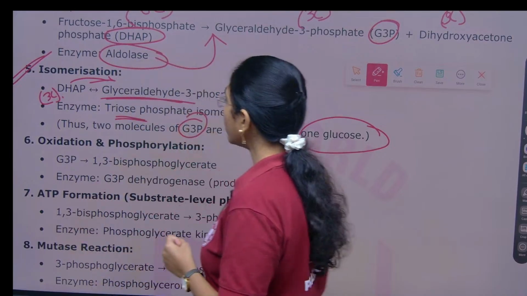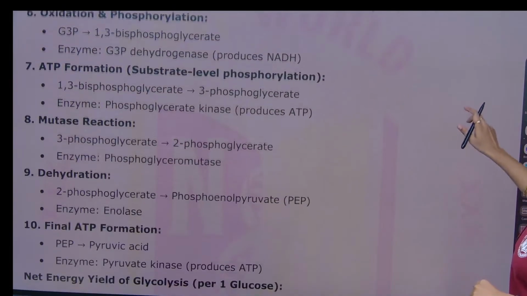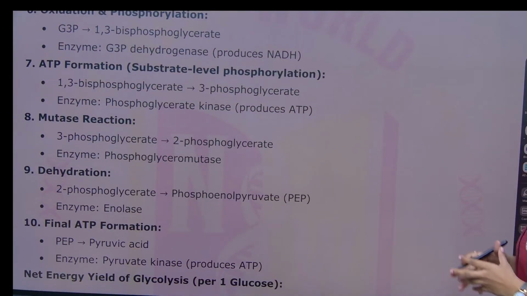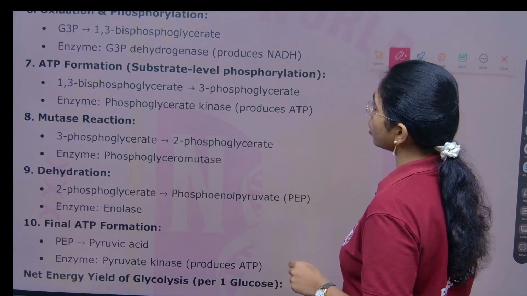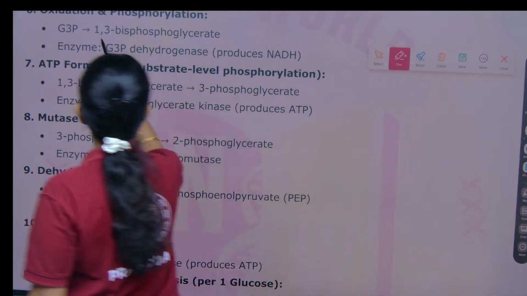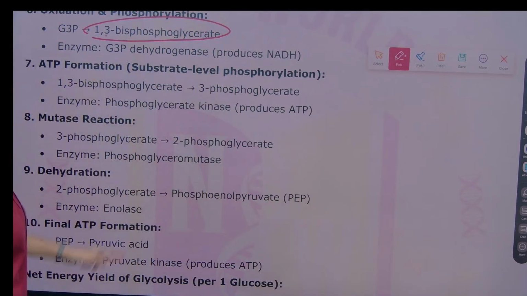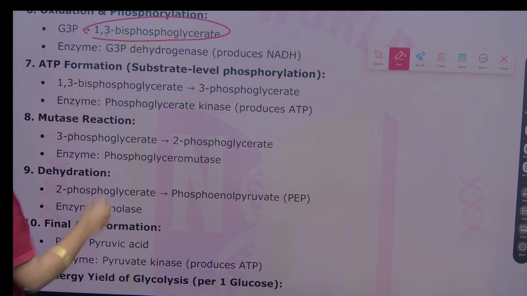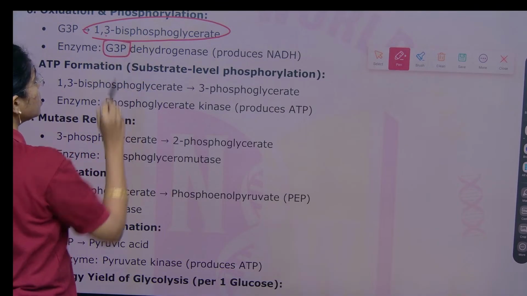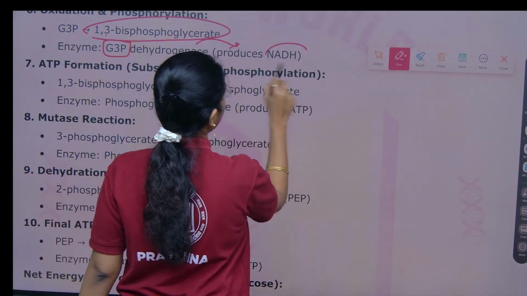Okay. Now, here you see the 6th step, that is oxidation and phosphorylation, where G3P is first oxidized to 1,3-bisphosphoglyceric acid, and here phosphorylation is also done. This is by the enzyme glyceraldehyde 3-phosphate dehydrogenase. The enzyme used over here is G3P dehydrogenase, and this will produce what? NADH.